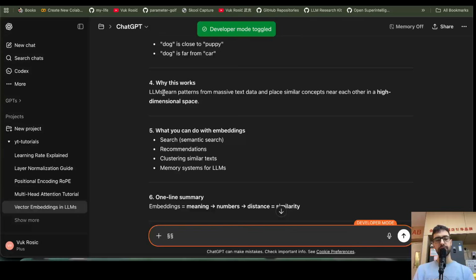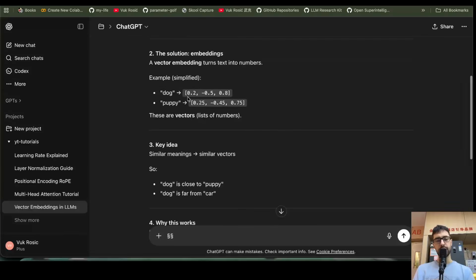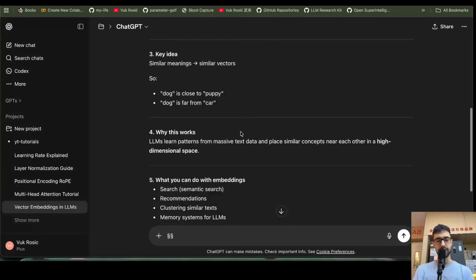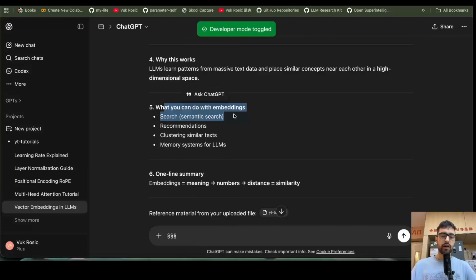So LLMs, large language models, learn patterns from massive text data, and they represent similar concepts near each other in a high dimensional space. Here we have just 3 dimensions, but LLMs can have up to 7,000 dimensions or even more. Probably the latest LLMs like Claude, Mythos, or some others may have 10,000, 20,000 dimensions or more. You can do many things with vector embeddings, not just next token generation. It can be search, recommendations, clustering, similar text, memory systems for LLMs, etc.